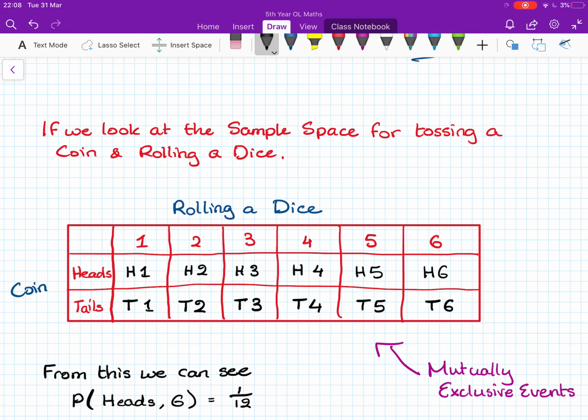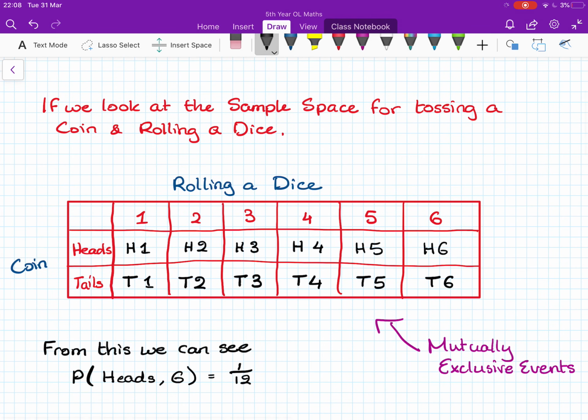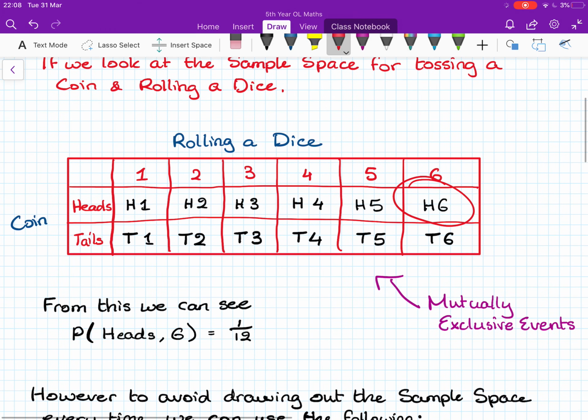So I've just drawn out the sample space for this. Essentially what that is, if we need a bit of a recap, is all the possible outcomes that can happen from tossing a coin or rolling a dice. So if we were to find just the probability of getting heads and a 6, we can see from our sample space that the only time this occurs is once, out of the possible 12. So we would say that the probability of heads and a 6 is 1 out of 12.